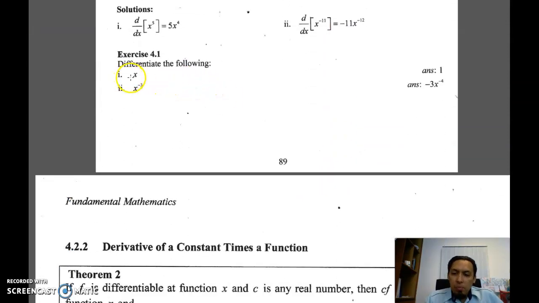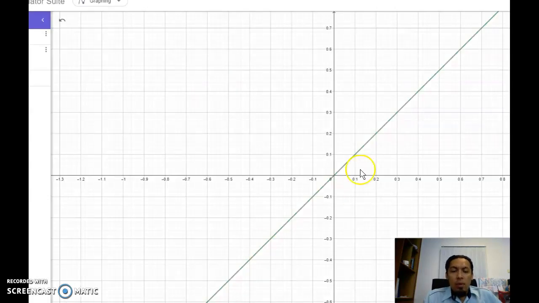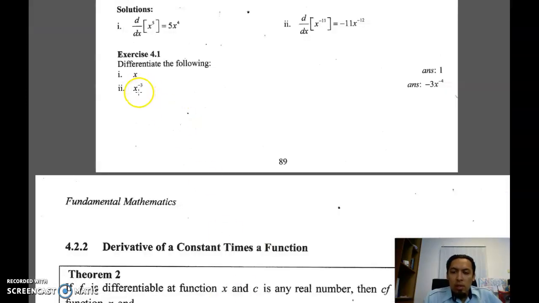Okay, x. When you differentiate, you'll get 1. So basically, the differentiation is 1, meaning that you can't really substitute any x to find a slope. Why? Because x is actually just a straight line. There is no slope, no issue here, right? So let's proceed to the next one. x to the power of negative 3. You put it in front, negative 3x to the power of negative 3 minus 1, you'll get negative 4. Alright, this is simple.